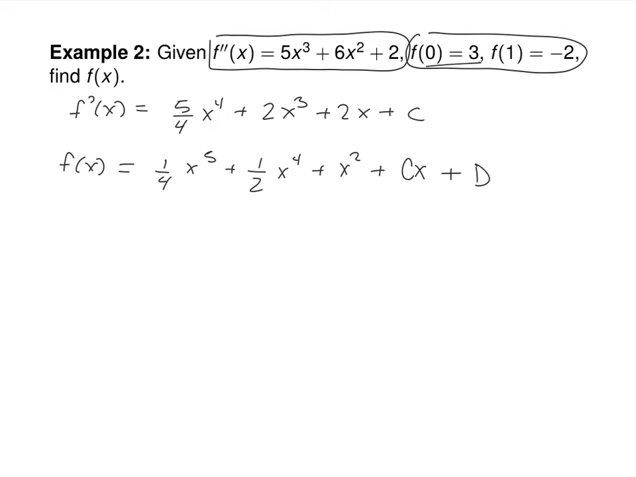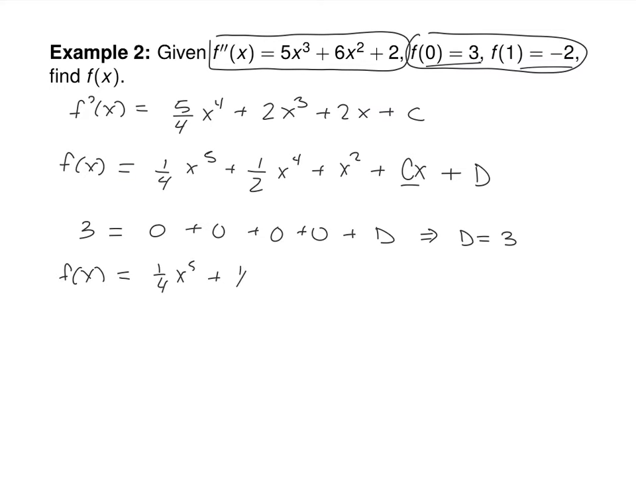Now you use this information to get the c and the d. So I think it's probably easiest to plug in 0, right? So we're going to get 3 equals 0 plus 0 plus 0. What's c times 0? 0. And then plus d. So that implies d equals 3, right? So now you know this much about f. f of x is a quarter x to the 5th plus a half x to the 4th plus x squared plus cx plus 3.